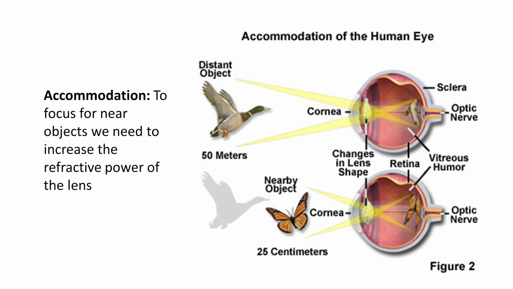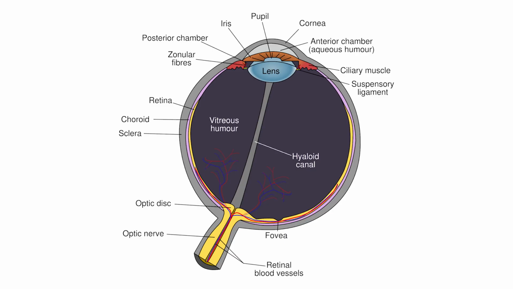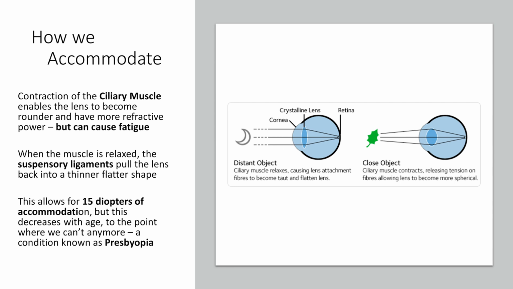So how does accommodation in our eyes work? Well, it happens with the contraction of the ciliary muscles, which enables the lens to become rounder and have more refractive power. Essentially, the muscle squeezes the front of your eyeball right where the lens is, and just like any other sustained muscular contraction, this can lead to fatigue. When the ciliary muscles are relaxed, the suspensory ligaments pull the lens back into a thinner, flatter shape, which allows us to see distant objects better.